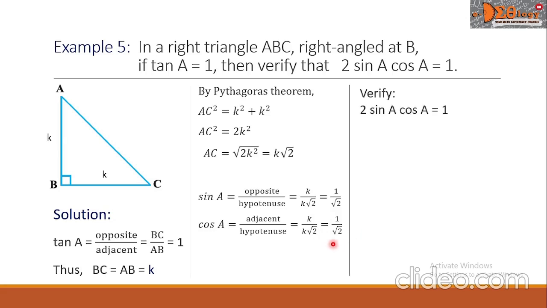Now let us verify. 2 sine A cosine A equals 1. When we substitute the values, we have now 2 times 1 over square root of 2 times 1 over square root of 2. When we simplify the left side, it becomes 1 equals the right side, which is also 1.